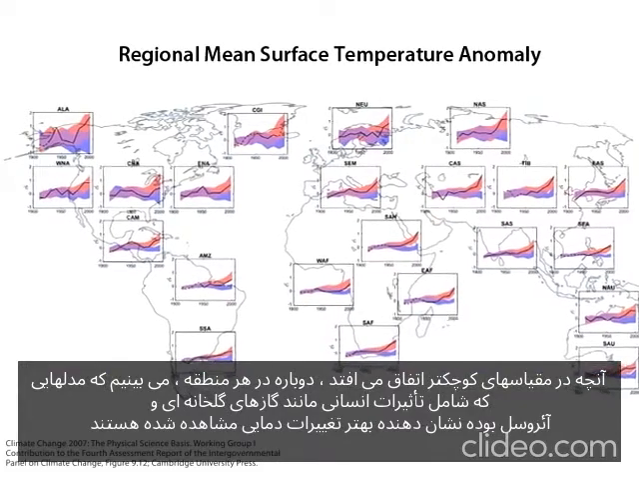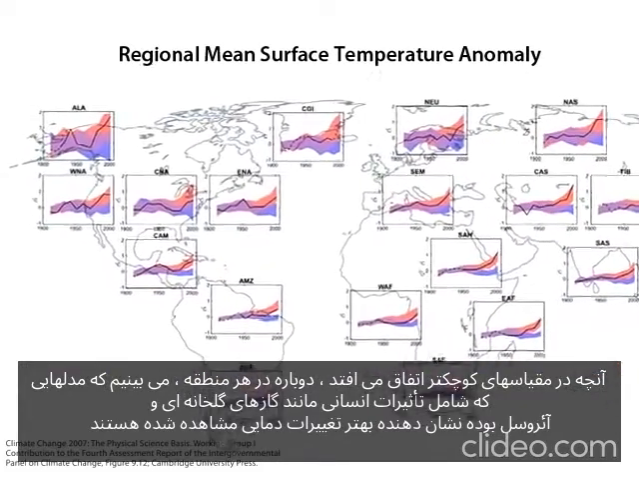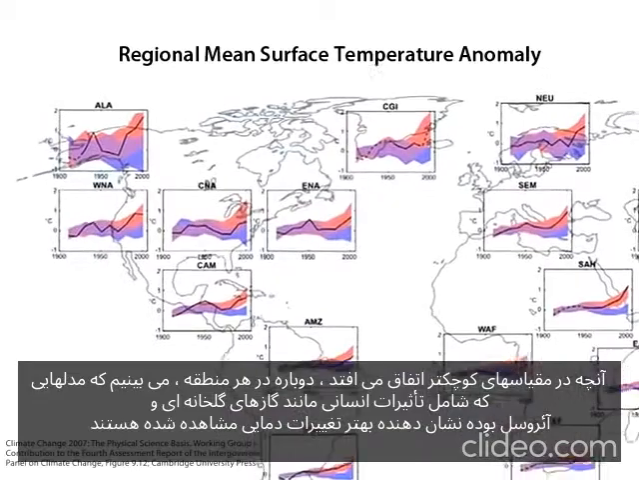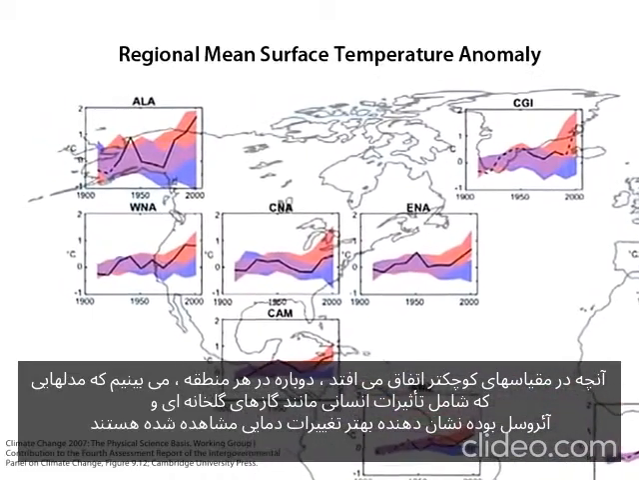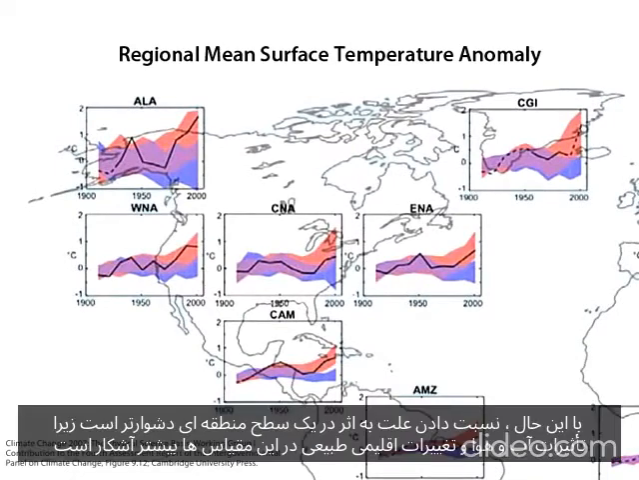Again, in each region, we see that the models that include human influences, such as greenhouse gases and aerosols, provide a better representation of observed temperature changes. However, it is more difficult to attribute cause to effect at a regional level because the effects of weather and natural climate variations are more apparent at these scales.